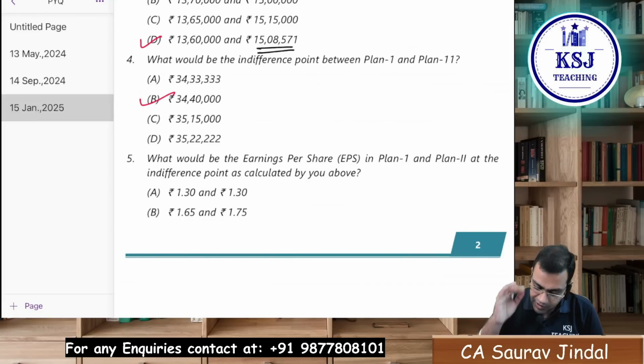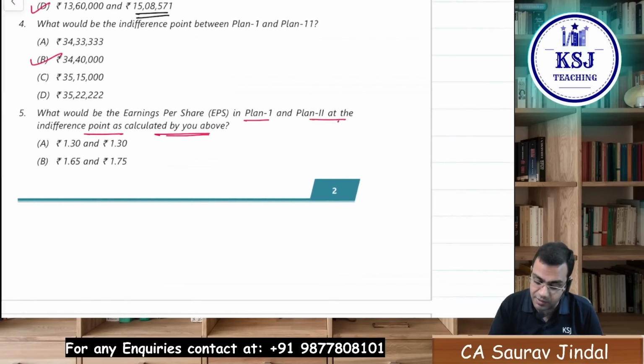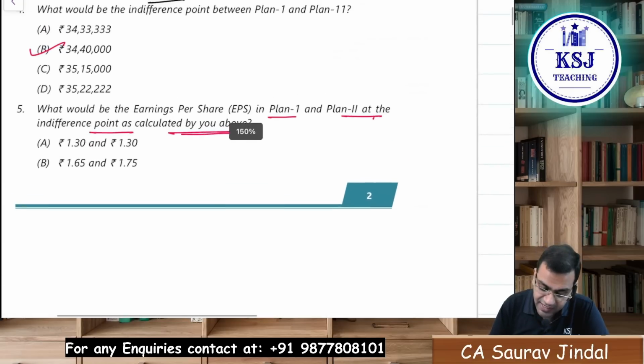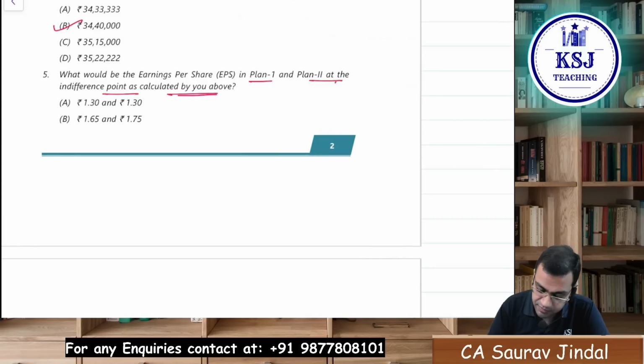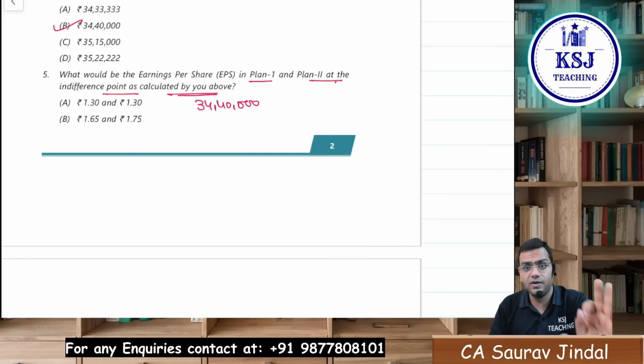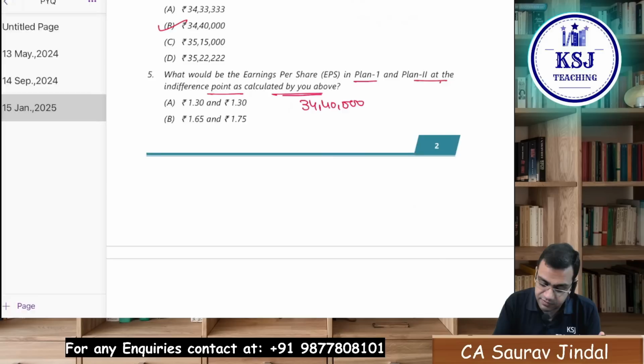Right? Now the last part is asking what will be the EPS in plan 1 and plan 2 at the indifference point calculated above. How will you do that? Very simple. Now EBIT you have calculated 34 lakh 40,000. One thing is very clear: at indifference point EPS will be same. So calculate under just one plan.